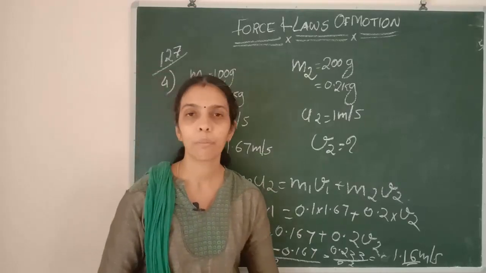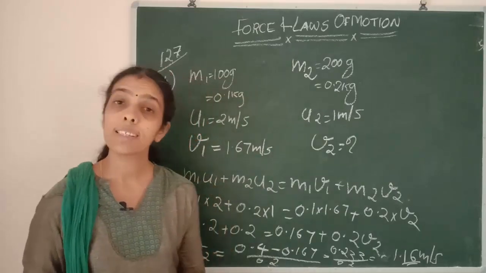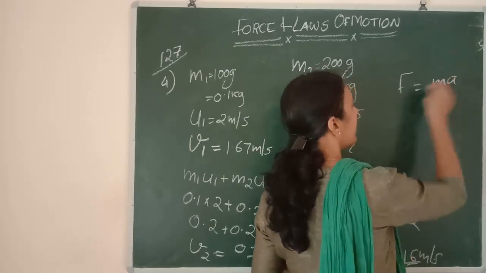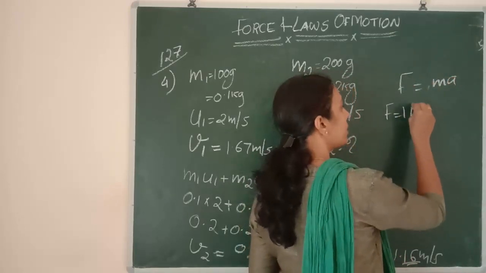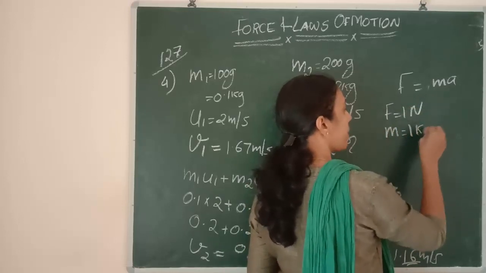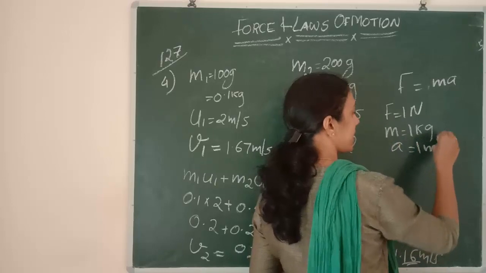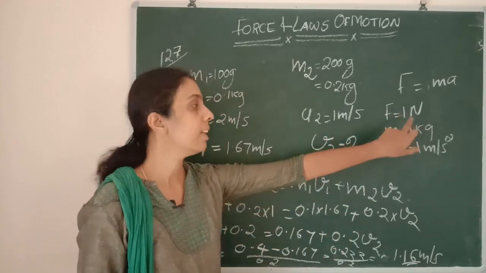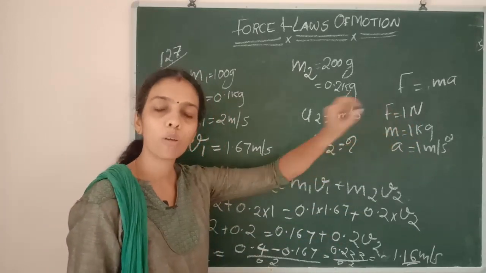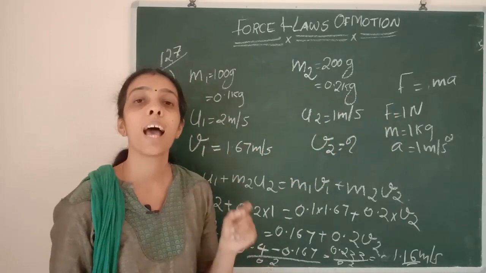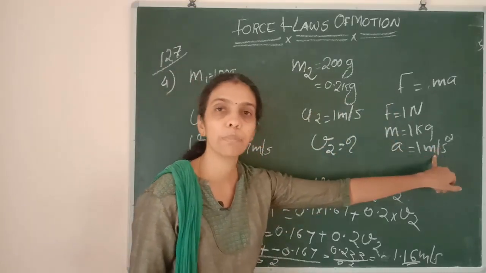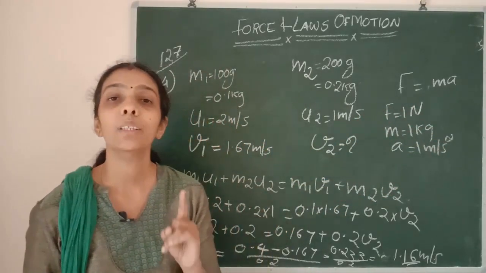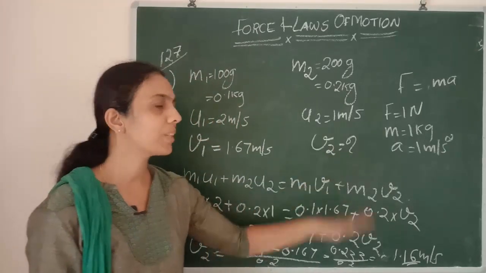F equals ma, we know, isn't it? If F is equal to 1 Newton, m is equal to 1 kilogram and acceleration equals 1 meter per second square, then F is equal to 1 Newton. How can we define Newton? If an object having mass 1 kilogram is accelerating with an acceleration of 1 meter per second square, then the force acting on the object is called 1 Newton. So clear how we can define 1 Newton.